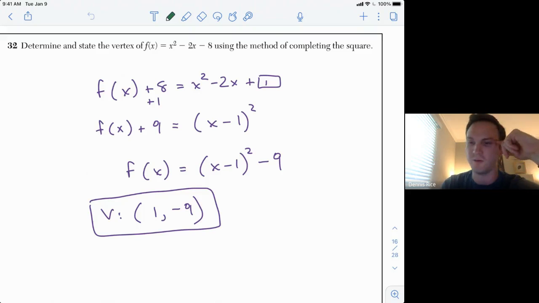The t-chart is not on the formula sheet. I mean, there's not much of a formula to know. It's just half of b squared. Half of b squared. Why did you cross it over? I'm not sure what that means.